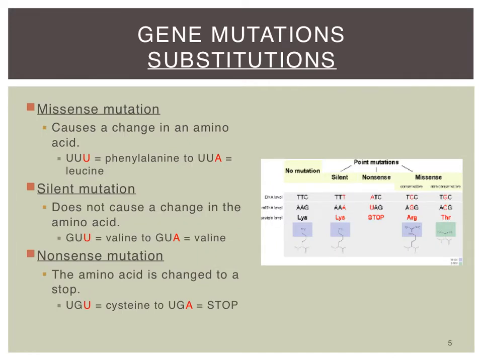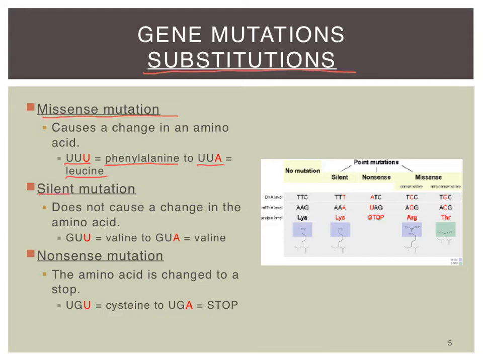There are three different types of gene mutations called substitutions. The first, a missense mutation, causes a change in the amino acid that's coded for by the triplet on DNA, which makes the codon on RNA, which is translated into the protein during translation. For example, if the correct codon is UUU, which codes for phenylalanine, and because of a mutation that becomes UUA, which codes for leucine, we're getting a different amino acid than you should have at that spot in the protein, and it's going to change the structure a little bit.